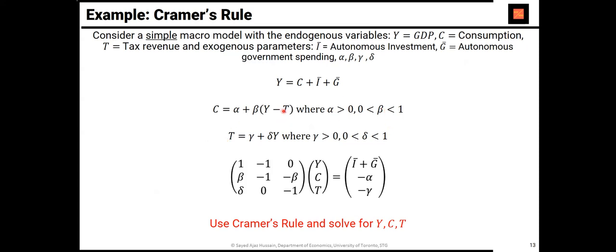Taxes. Taxes are proportional to GDP in a linear function. Here's some parameter gamma, which you're told is bigger than 0, and a delta, which is a number between 0 and 1. So you can write this closed economy system in this matrix form. And now somebody tells you to use Cramer's rule to solve for GDP, consumption, and taxes.